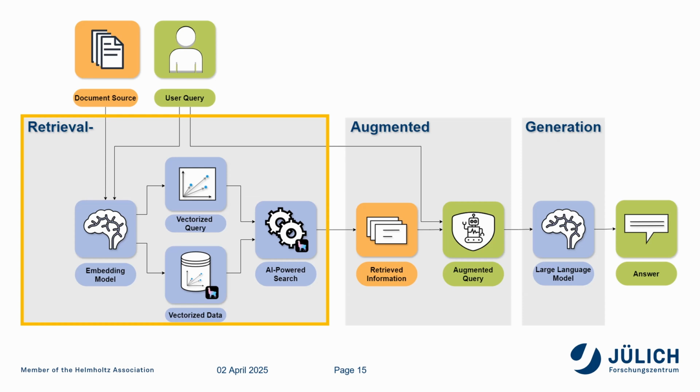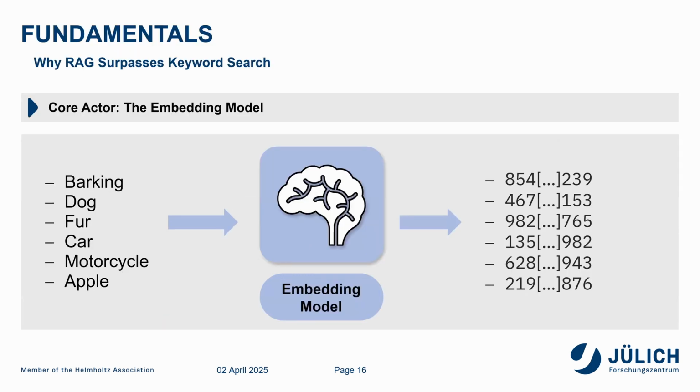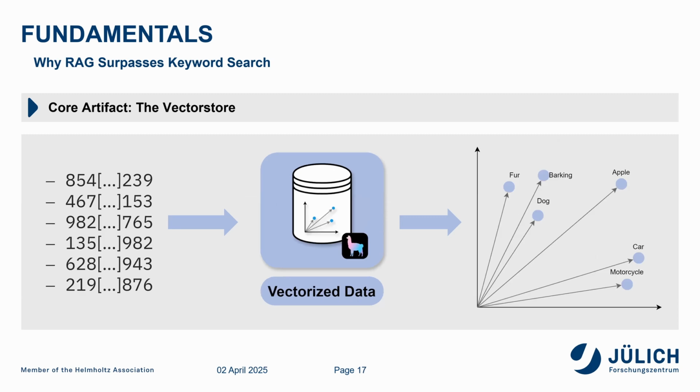To understand this better, let's have a look at a simplified example. Let's, for example, imagine that our document is just a list of words. Normally, this list would be a list of longer paragraphs. But for here, just say we have barking, dog, fur, car, motorcycle, and apple. The embedding model, using its word knowledge, and it's important that this model is a pre-trained model and not just the raw structure, translates these words into a string of numbers. These number strings represent vectors, which then are sorted into a semantic space. This sorting happens when indexing this data into the vector store.